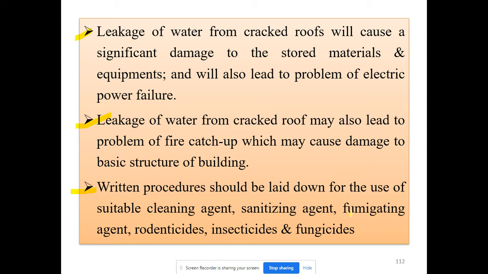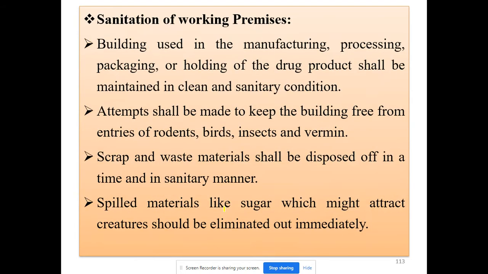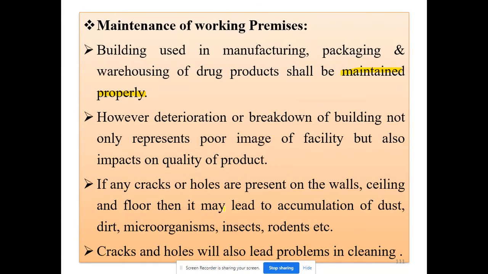That means a Standard Operating Procedure should be maintained in order to make use of all these types of cleaning agents and sanitizing agents. Understand, student? So, student, these were the two slides representing the measures which we have to adopt for maintenance of the working premises.